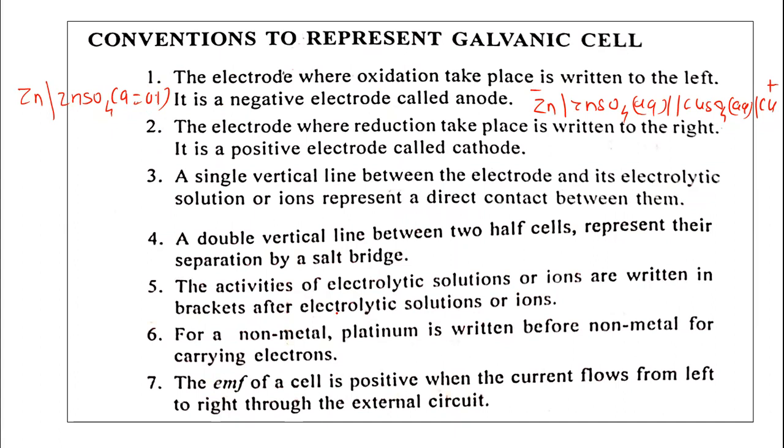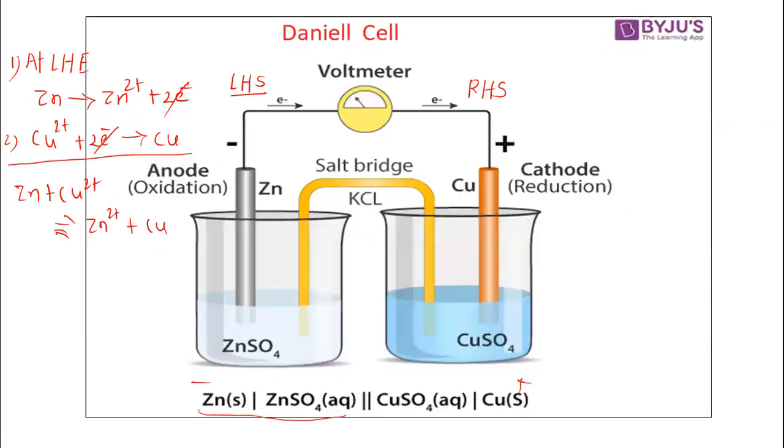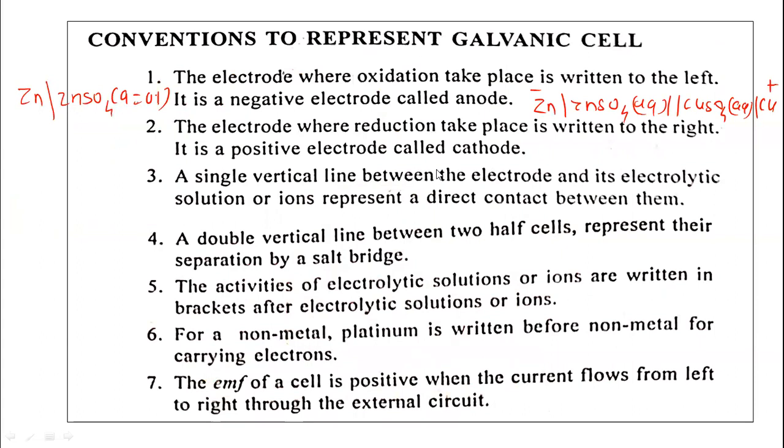Now the next rule: the EMF of a cell is positive when the current flows from left to right through the external circuit. You can see here that the EMF of the cell is positive. What is the EMF of the cell? The EMF of the cell is the potential difference between the two electrodes. So it will be positive when the current is flowing from the left to right.